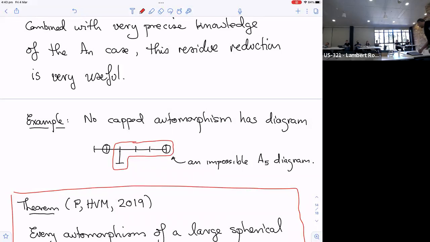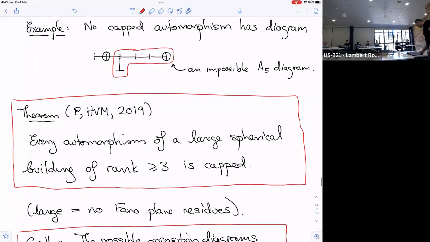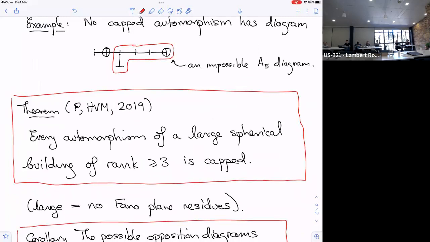But of course, maybe capped, maybe nothing's capped. And so we made this definition about capped, saying that you've got this simplex of the maximal type mapped to an opposite. But that was the main theorem of that work: in fact every automorphism of a large spherical building, rank at least 3, is capped. And large means no Fano plane residues. So that's the ones where you've got the super small buildings, where you've got a 2 over the field of order 2, or some twisted group where you've got 2s and 4s and stuff like that.